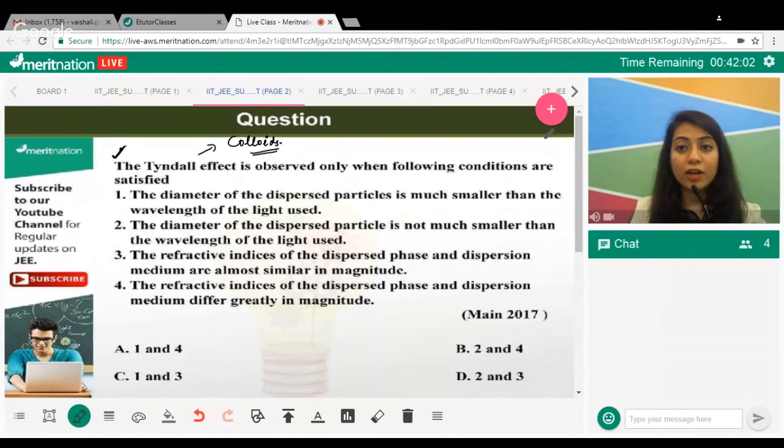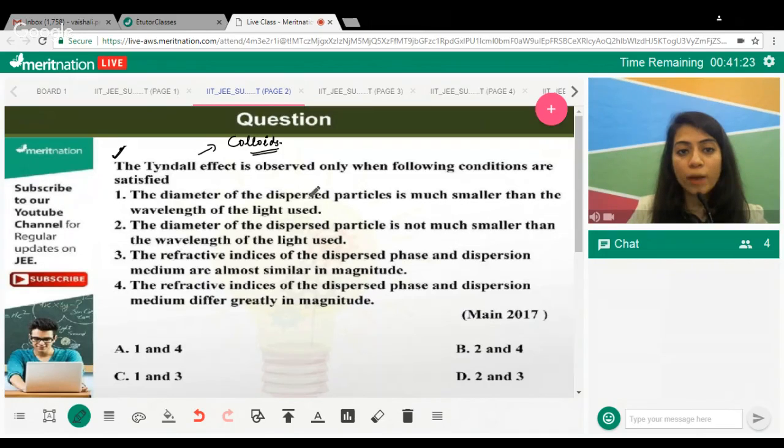All right, so let's start with the questions which were previously asked on this. The question: the Tyndall effect is observed only when the following conditions are satisfied. One, the diameter of the dispersed particles is much smaller than the wavelength of the light used. Two, the diameter of the dispersed particle is not much smaller than the wavelength of the light used. Three, the refractive indices of the dispersed phase and dispersion medium are almost similar in magnitude. And four, the refractive indices of dispersed phase and dispersion medium differ greatly in magnitude.